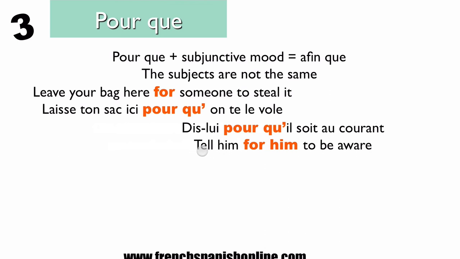So again, tell. Who is going to tell? Actually, you, so one subject. And here, to be aware. Who is going to be aware? Him, a second subject. For this reason, for is going to be pour que. Dis-lui pour que, and we need the subjunctive form of the verb to be. Dis-lui pour qu'il soit au courant.